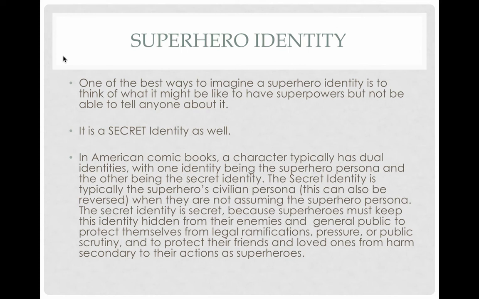I have a little description here, in case you're not familiar with this. In American comic books, a character typically has dual identities: one being the superhero persona and the other being a secret identity. The secret identity is typically the superhero's civilian persona, and this can be reversed. Take Peter Parker as the secret identity, and he really is Spider-Man. But you could also look at it from the position of Superman, where Clark Kent is the costume and Superman is who he really is. There are a lot of ways you can approach this, but ultimately there's a public persona and a private persona.